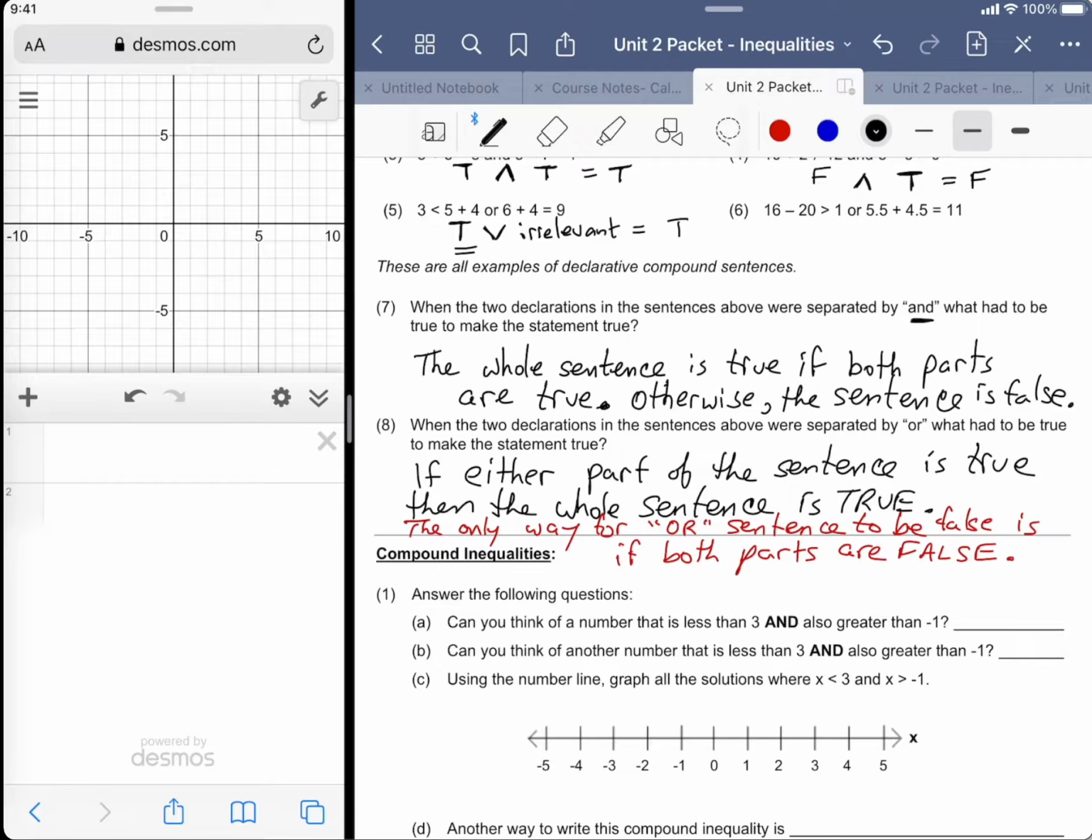Because it could be I'm in math class or I'm on Mars. It doesn't make a difference. All right? We got the math class part. The second part doesn't matter. All right?